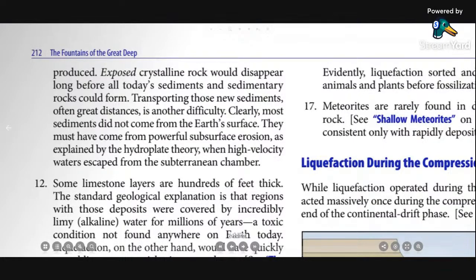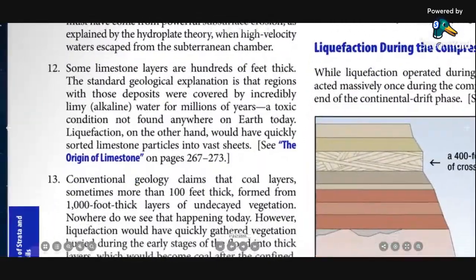Transporting those new sediments, often great distances, is another difficulty. Clearly, most sediments did not come from the Earth's surface. They must have come from powerful subsurface erosion, as explained by the hydroplate theory, when high-velocity waters escaped from the subterranean chamber. Number 12.